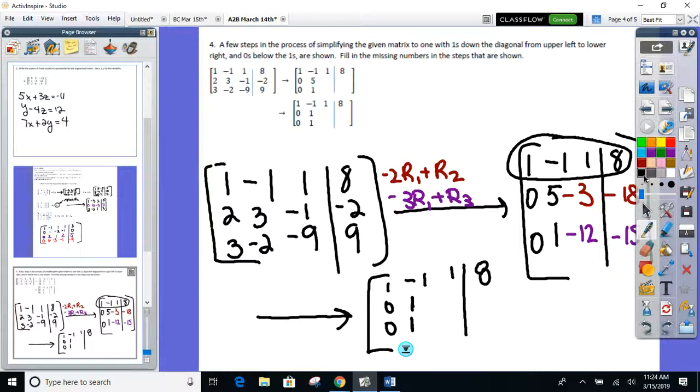I got you. Now we need a new rule. Good job, Matt. Seriously, good job. I need a new rule now to go from 5 to 1. Maybe I don't want to touch this row.